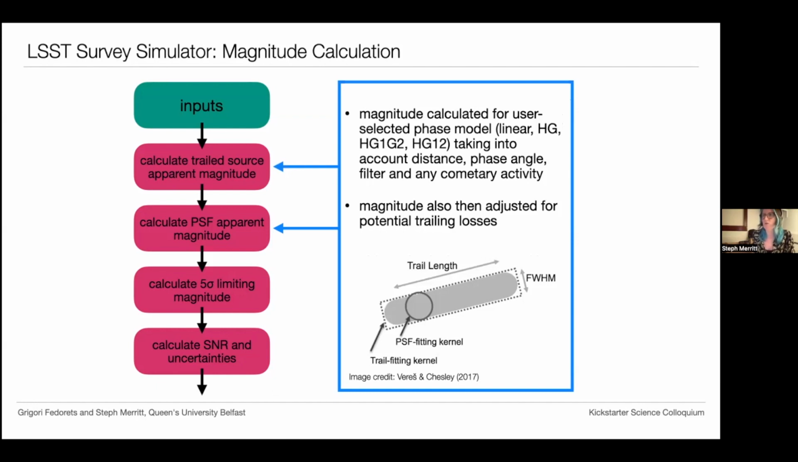This is not important for your very slow-moving objects, but for close-in sources like near-Earth objects, we would expect to see trailed sources, so where much of the flux lies outside of the PSF fitting kernel, so we can adjust for that. Next slide.